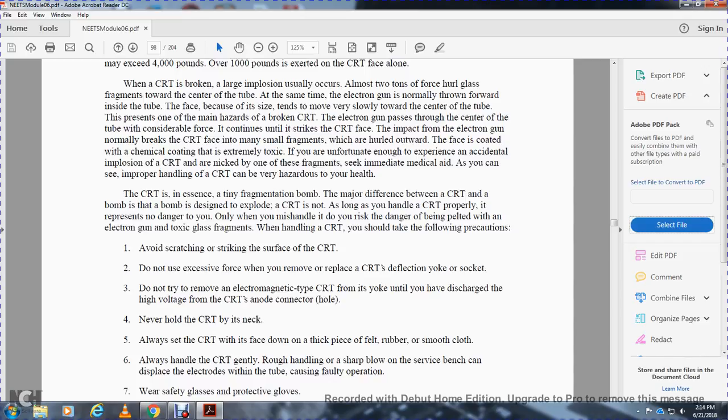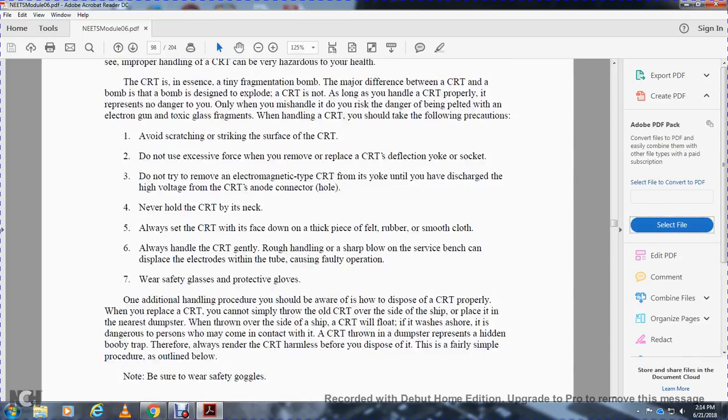When you handle the cathode tube, you should take the following precautions. Avoid scratching and striking the tube. Do not use excessive force when you remove the deflection yoke from the socket. Do not try to remove the yoke from the cathode tube until you have discharged the high voltage at the cathode tube anode connector, and never hold the cathode tube by its neck.